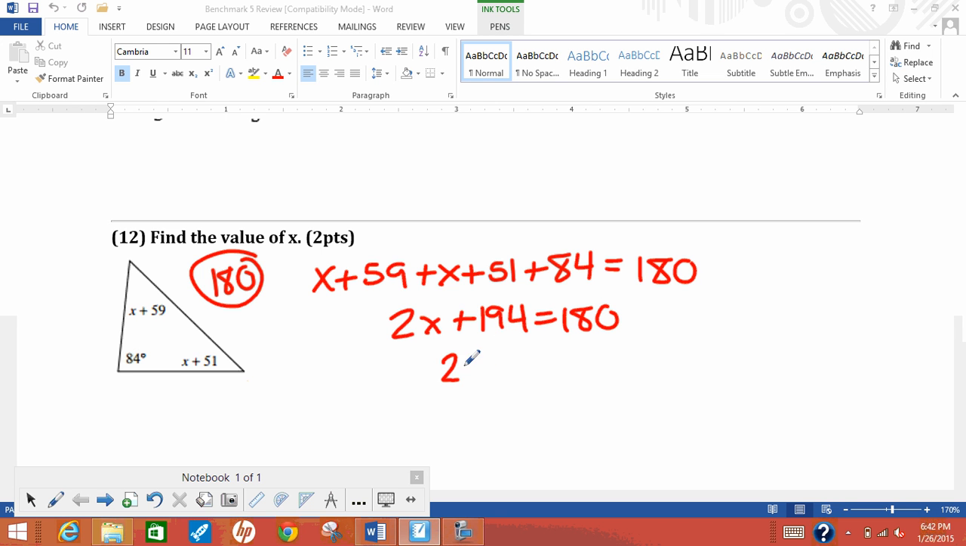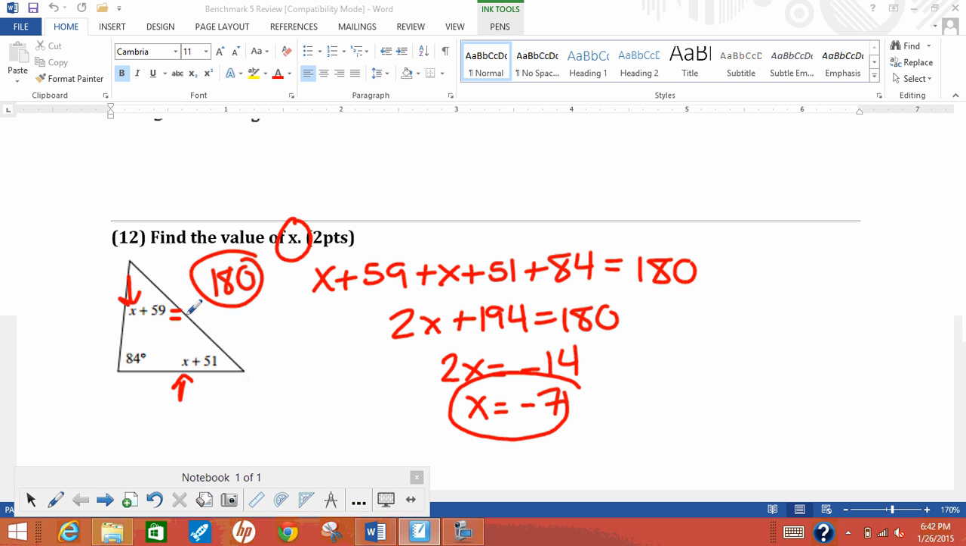Subtract 194 from both sides and get 2x to be negative 14. Divide by 2 and get x to be negative 7. I'm just finding the value of x, so we're okay. The negative might throw you off a little bit, might make you think you're wrong. The easiest way to check is to take negative 7 and plug it back in to both of those angles and make sure all three of these angle values add up to 180.